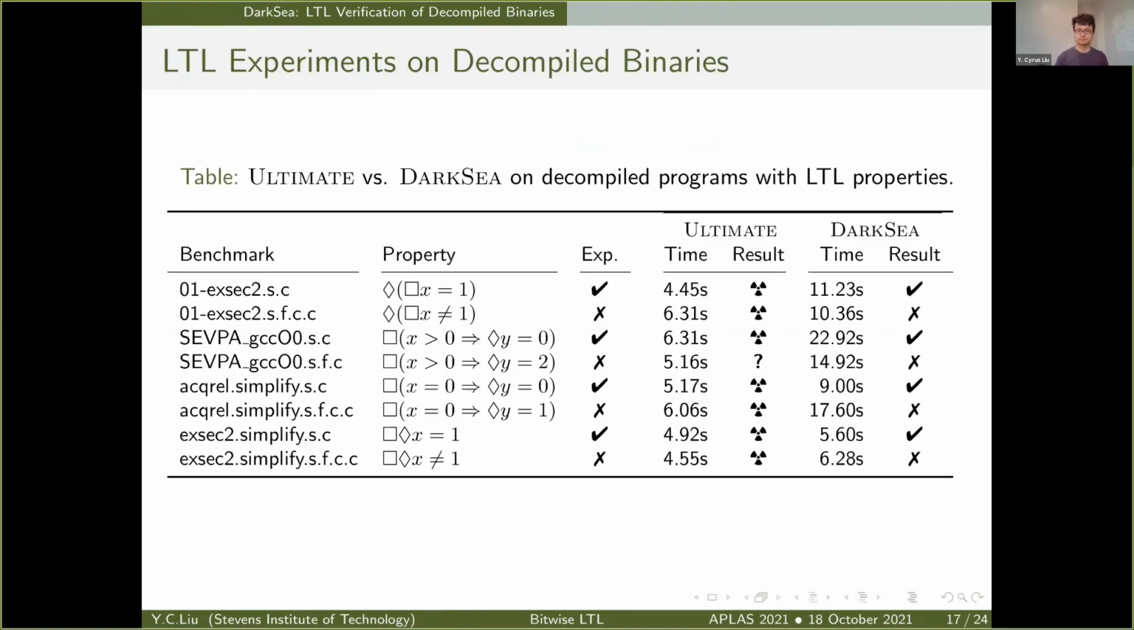And this is the experiment result for our LTL verification over the decompiled binaries. All these benchmarks are from the Ultimate LTL repository, and we compile them directly from the source to binaries. Then we lifted them with our decompilation toolchain DarkSea. As you can see here, DarkSea with our bitwise branching applied can successfully prove all the benchmarks, while Automizer reports most of the benchmarks as crashed or unknown.